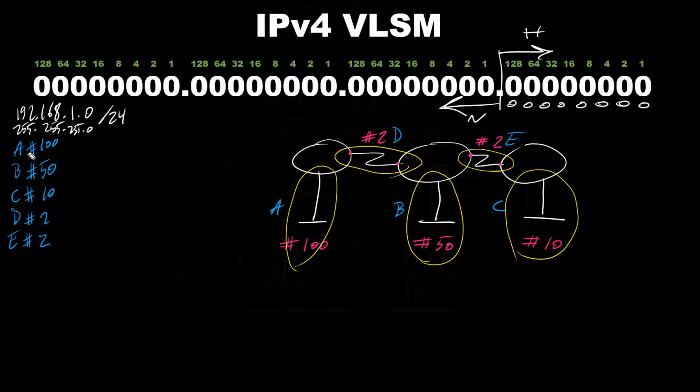Let's see. So for network A, we need 100. And as we talked about previously, the number of available IP addresses we can count right to left with powers of 2: 2, 4, 8, 16, 32, 64, 128. We can stop here. Very good. Because 128 minus 2 is 126. And they are asking for 100, which is more than enough. 126 covers all the 100. So that's our first CIDR notation.